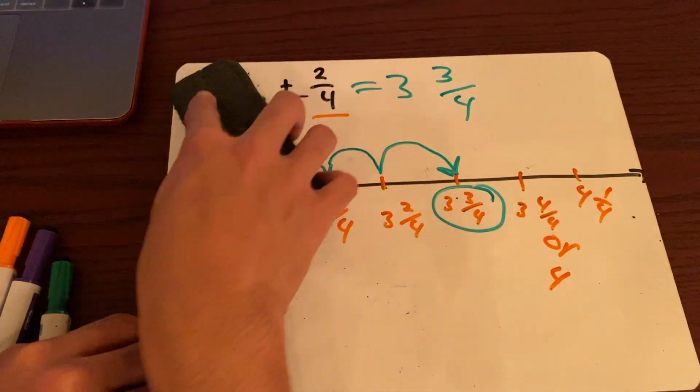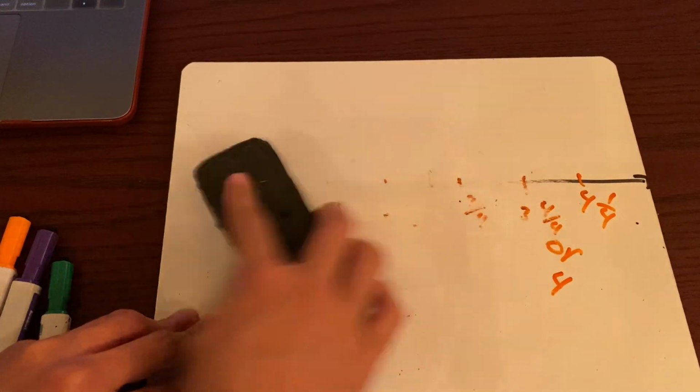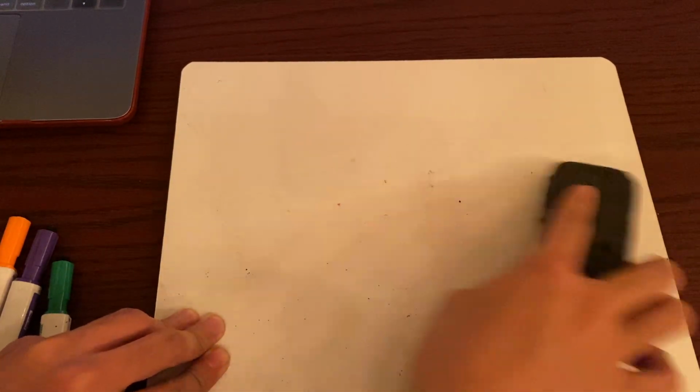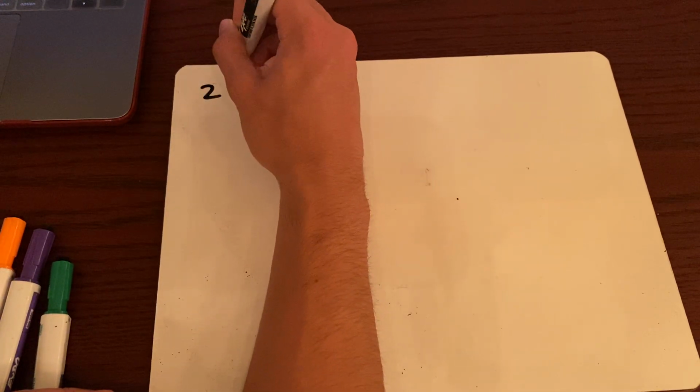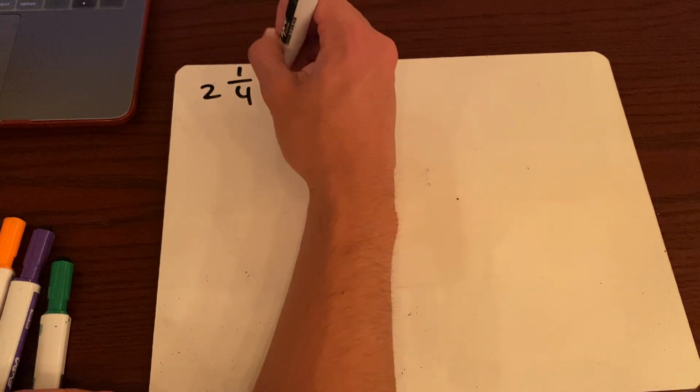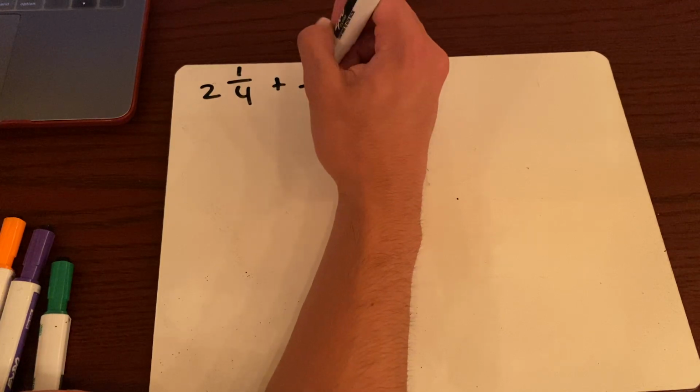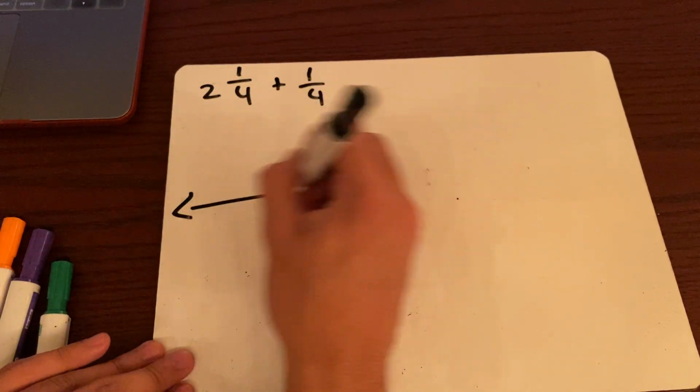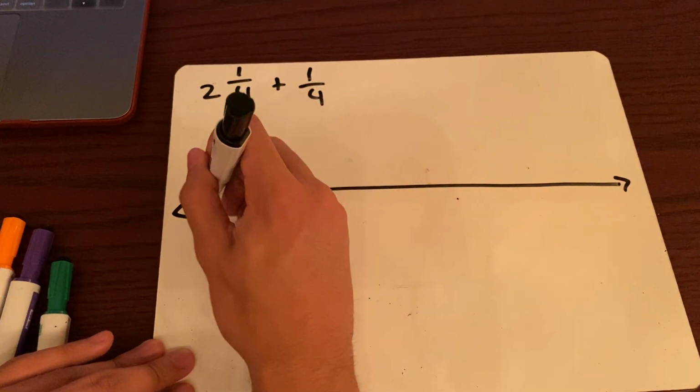I think that once you get enough practice with them, it just becomes a lot easier, and eventually you'll be able to do it even without having to use a number line, okay? Number 3 says 2 and 1/4 plus 1/4. Similar problem to our last one. So again, I draw a number line, start off with 0.